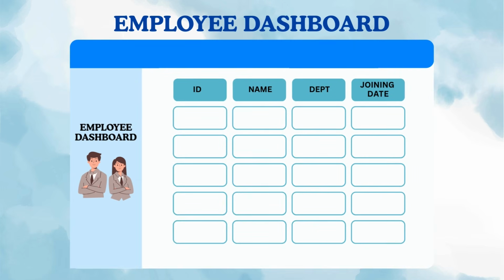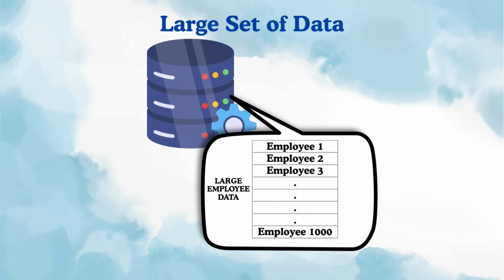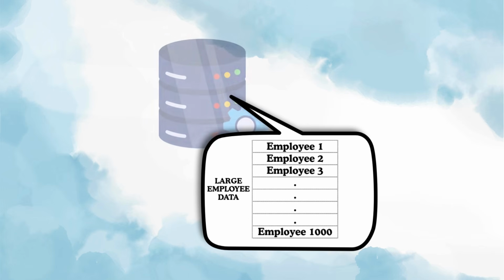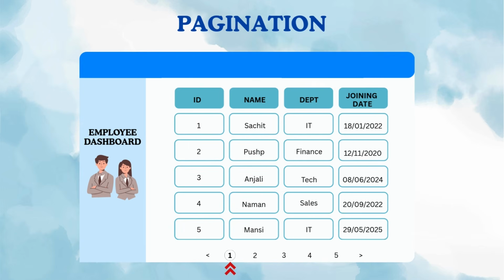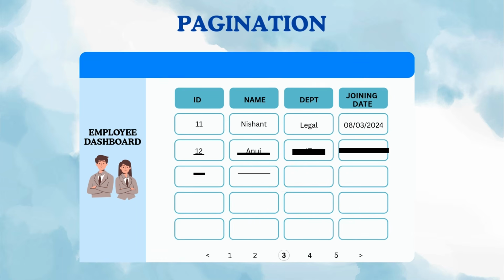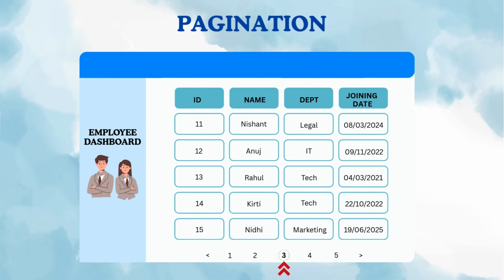Imagine we are designing an employee dashboard for a company. Now companies can have a large number of employees, but our screen space is limited. So it's not possible to display all employees at once. That's where pagination helps us. It allows us to divide our data into pages and we can show only one page at a time.